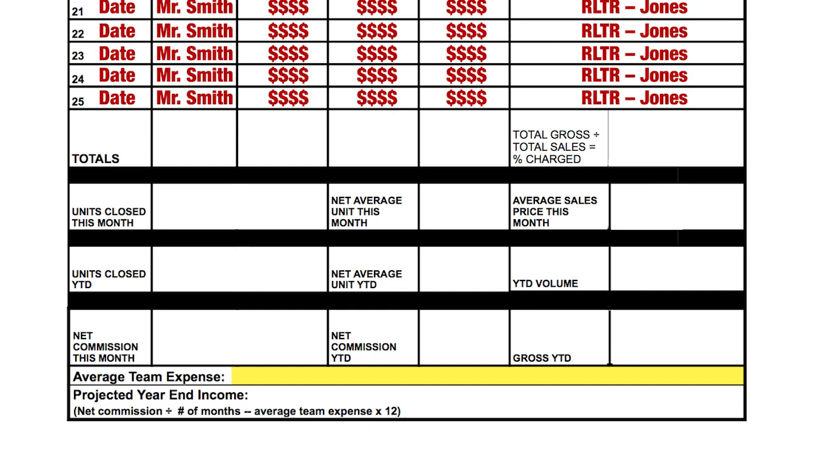And you plug that into the formula, which is net commission year to date divided by number of months. Now, this time, if it's September, you're just dividing by 9. Subtract your average team expense and multiply by 12 to get your projected year-end income.